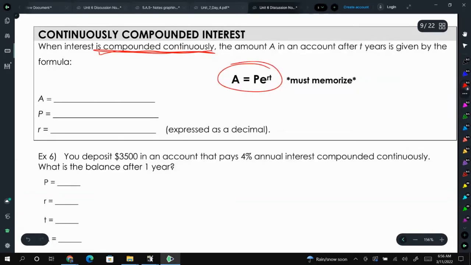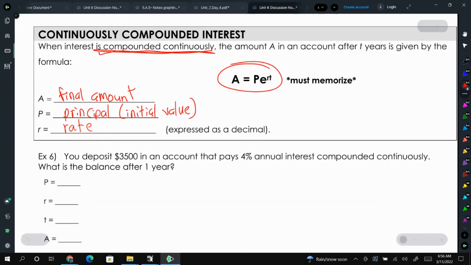You use this formula where A is your final amount, P is your principal or starting amount, initial value, and then r is your rate, expressed as a decimal, and t is your time.